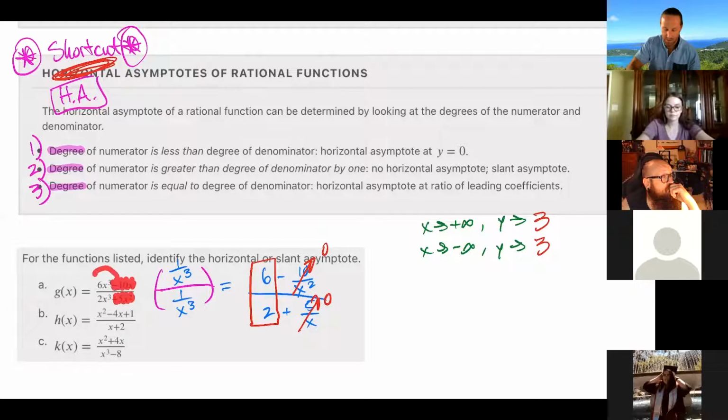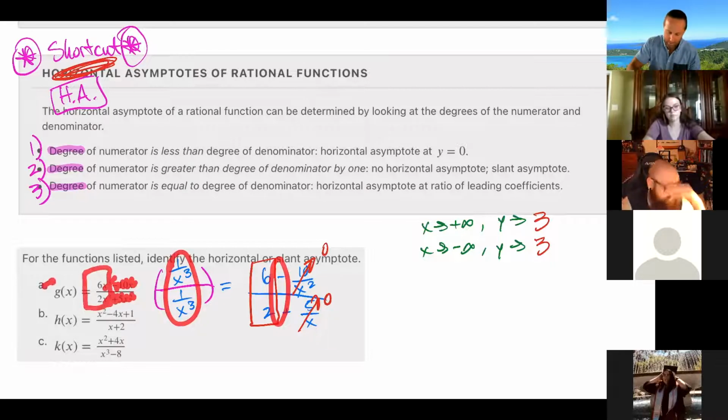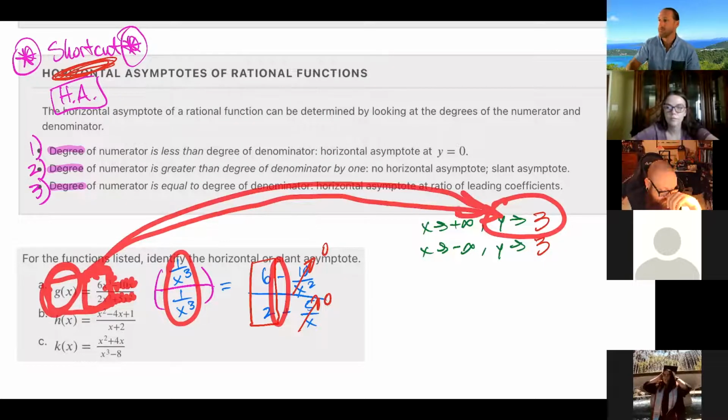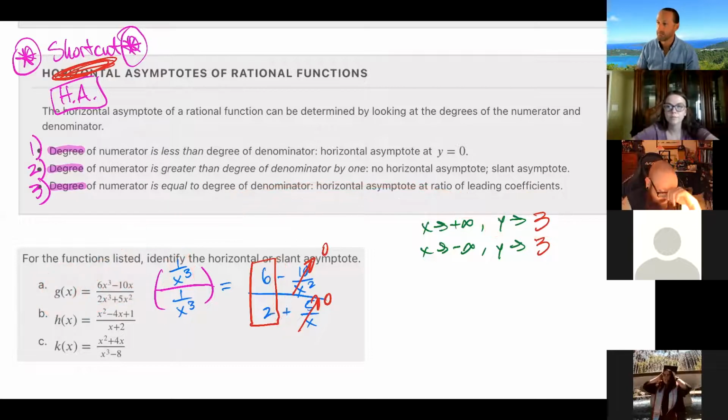And if you notice, on top and bottom, it's a tie. The biggest on top is an x cubed. The biggest on bottom is an x cubed. So guess what's going to happen? They're going to cancel out like we just did, and you're only going to be left with the coefficients. And look, it tells you what your y is equal to. Here's my y. Here's my value that we're approaching. Done.